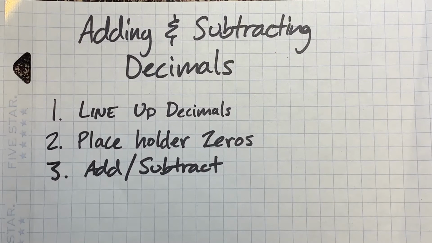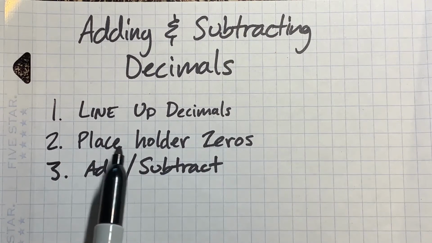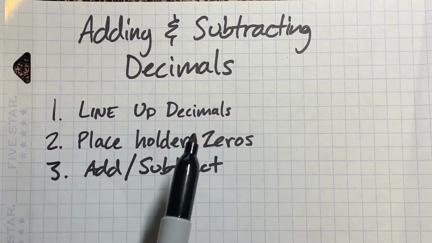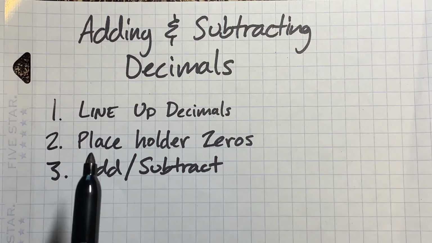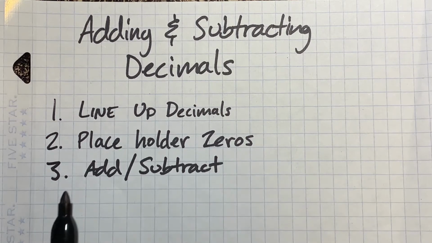Okay, quick review of adding and subtracting decimals. One more time. First thing you do is line up your decimal points and all the digits in the correct place values. And then if you need to, put placeholder zeros. Then you would add or subtract as the third step.